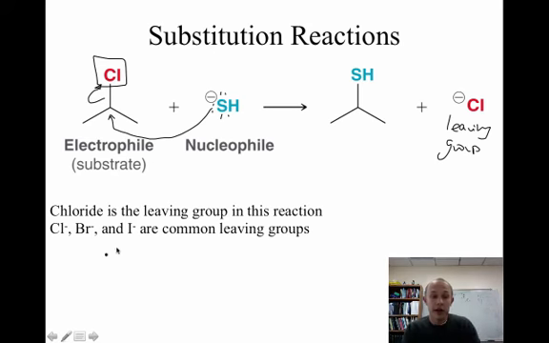What we'll find in this chapter is that chloride, bromide, and iodide are common leaving groups. The reason is because these are the conjugate bases of strong acids, which means that these conjugate bases are very stable. Cl-, Br-, and I- are extremely stable. So they're okay with leaving. They're stable on this side of the equation.